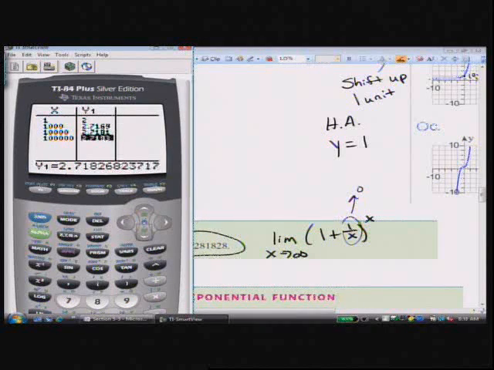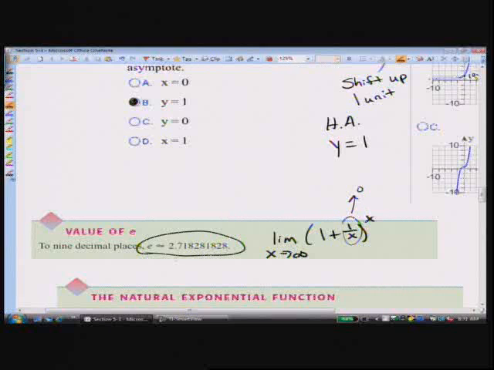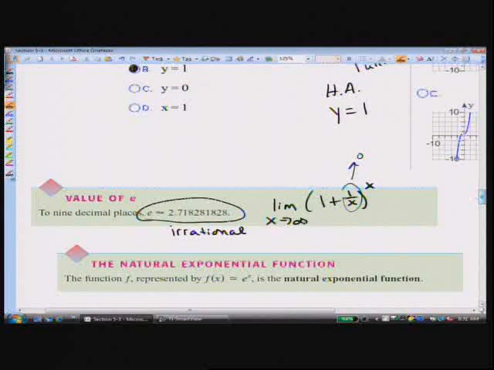If you do it 100,000, 7182. And so it actually is this number e, which is irrational. It looks like it's repeating, but it doesn't. It doesn't repeat. It's an irrational number. It's kind of like pi. So it shows up in nature a lot, and it's named after Euler.